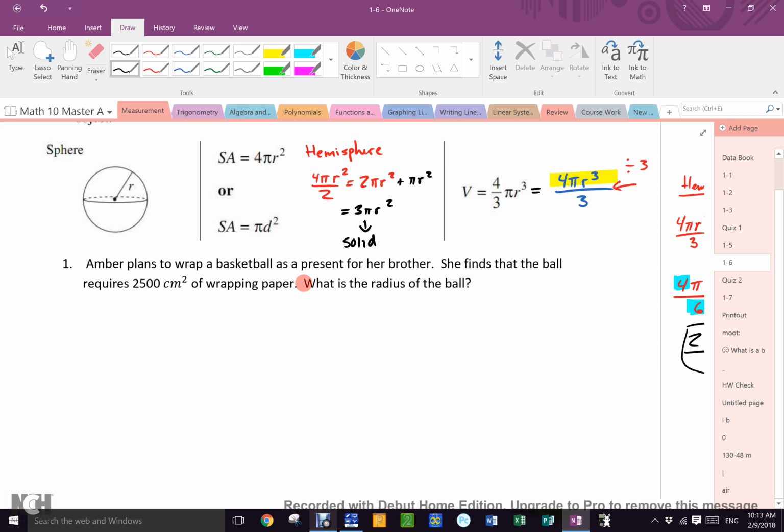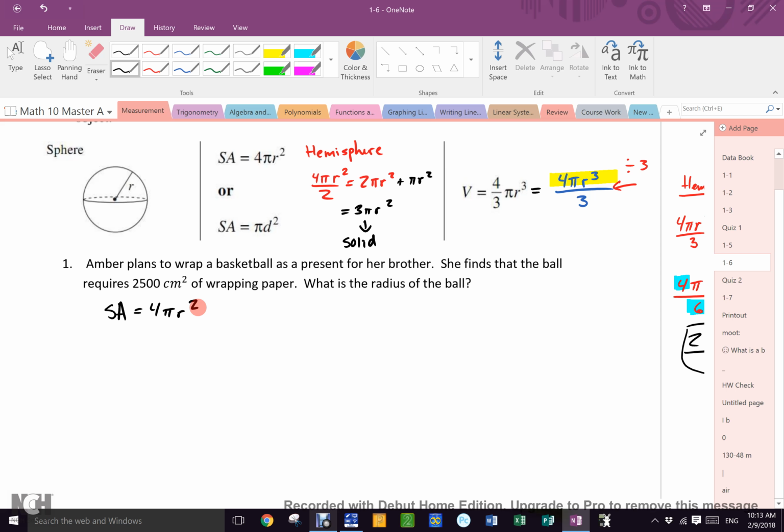So let's solve it. So since it is wrapping paper, is it a surface area question or a volume question? Surface area. So I must be dealing with the surface area of a sphere, yes? Because a ball is a sphere. Surface area equals 4 pi r squared. Now, this is a weird question. It's the first one of these we've done. Normally, when we do a surface area question, we are trying to find the surface area, aren't we?